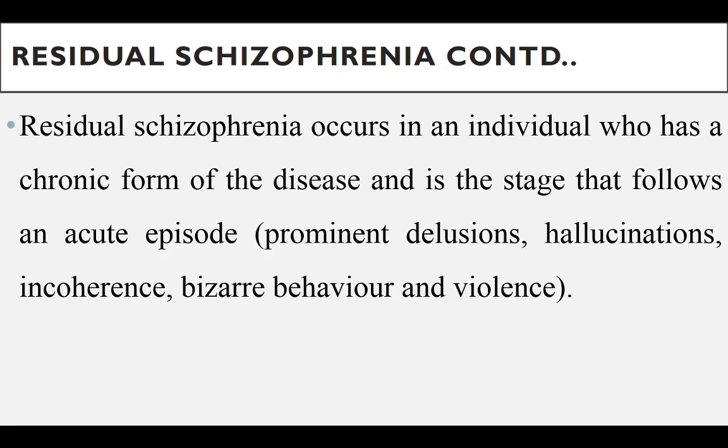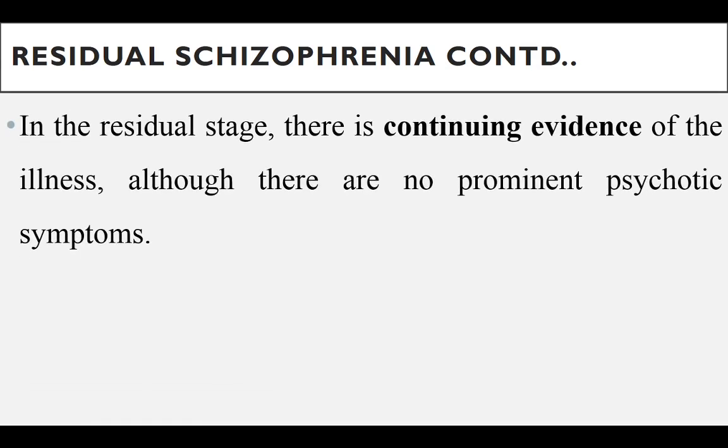And then after that, when they calm down and go towards the other symptoms, but not the acute psychotic symptoms, they categorize that into residual schizophrenia. Now, in residual schizophrenia, there is continuing evidence of illness. You understand? Other signs of schizophrenia will still be there. But if you want to see the prominent psychotic symptoms in them, it will not be there. But we call it a residual because one full episode with strong symptoms is there.